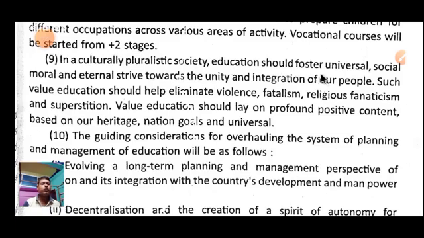education should foster universal social, moral and ethical values, striving towards the unity and integration of our people. Such value education should help eliminate violence, fatalism, religious fanaticism and superstition.